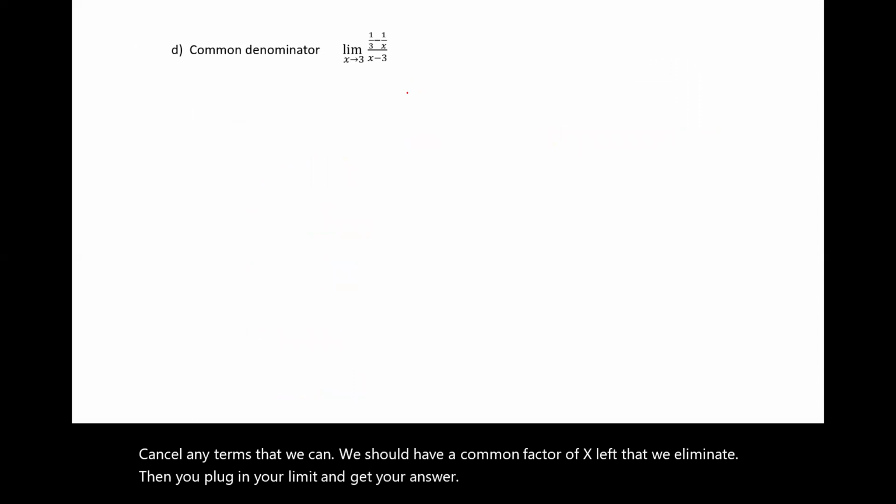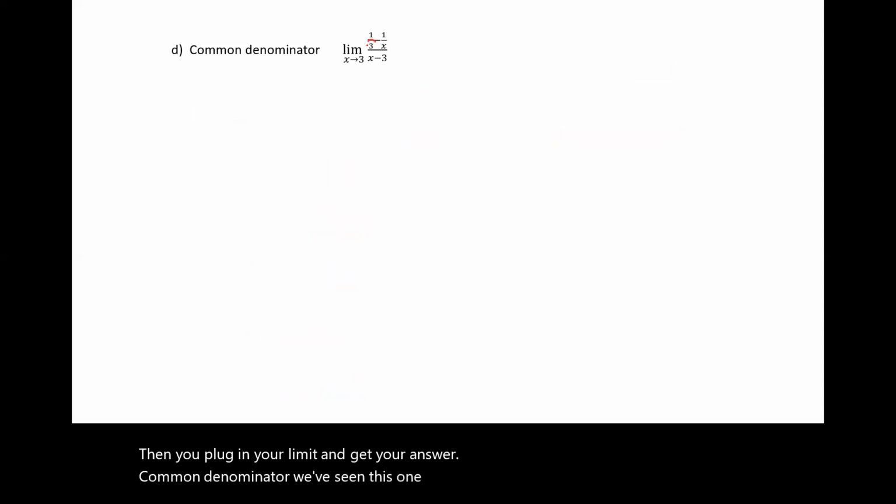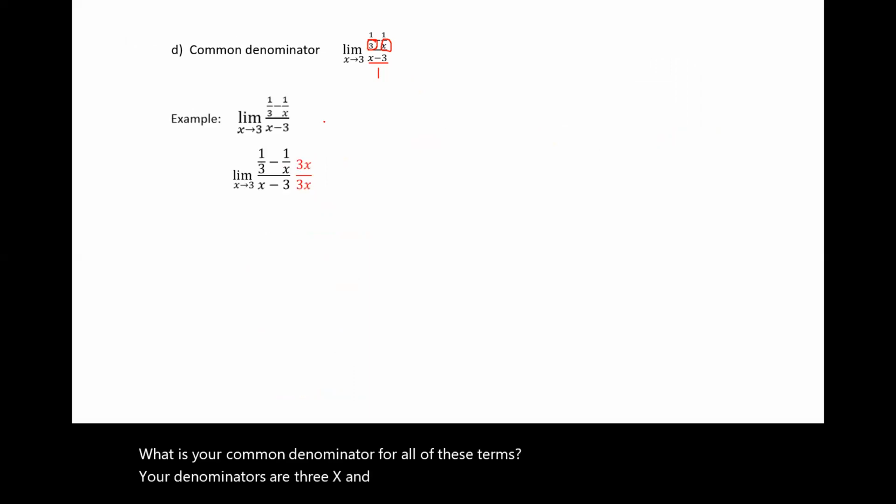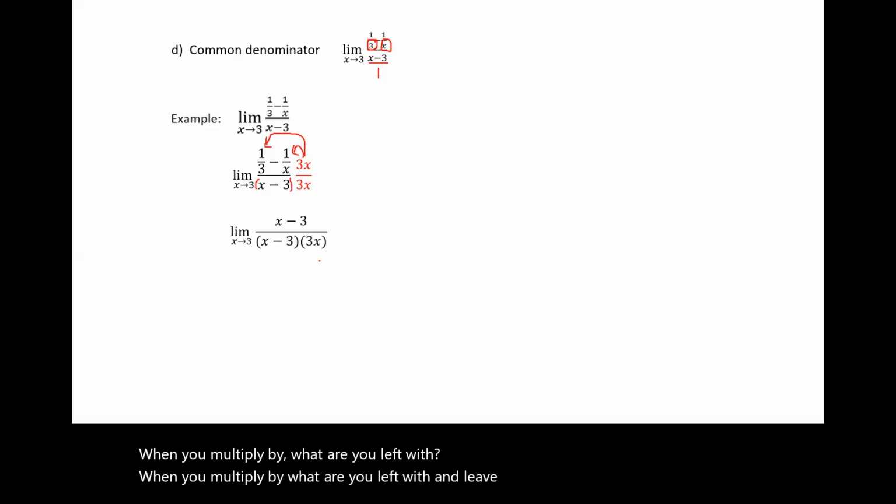Common denominator, we've seen this one before. What is your common denominator for all of these terms? Your denominators are 3x and 1, so your common denominator is 3x. When you multiply by that, what are you left with? And leave the bottom factored.